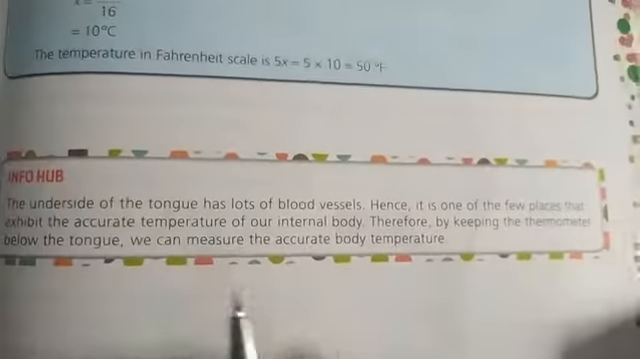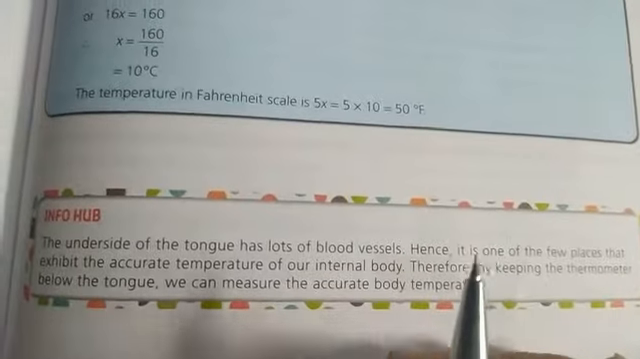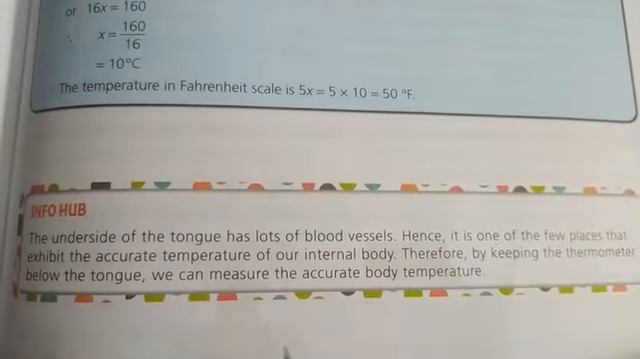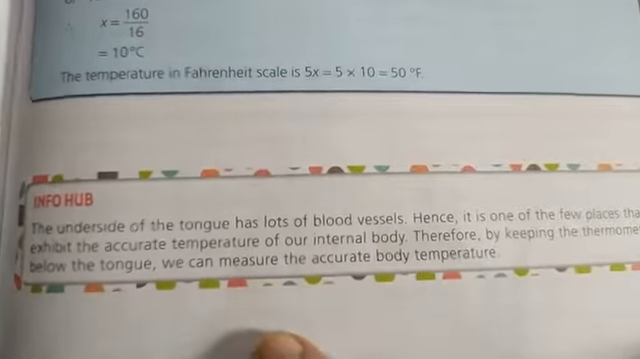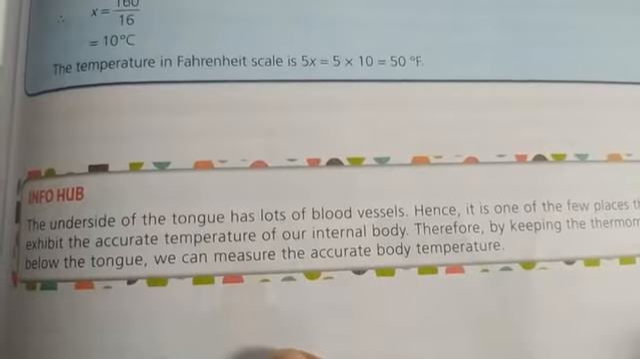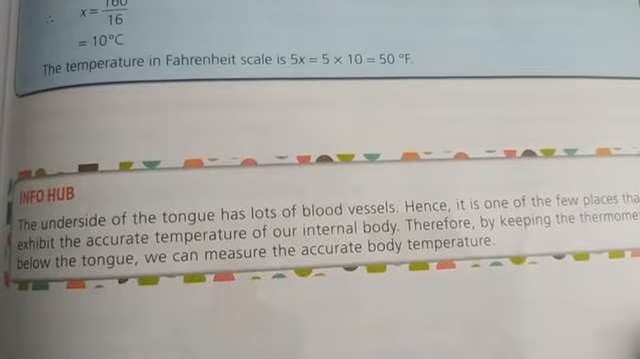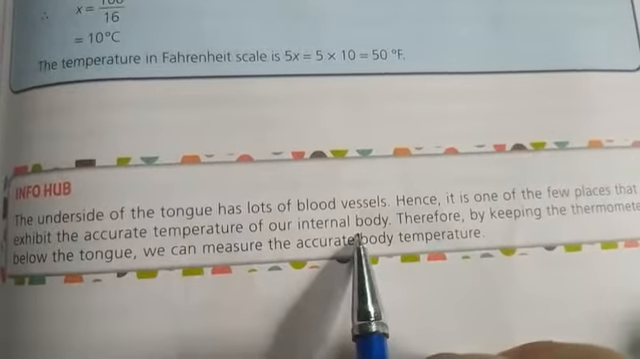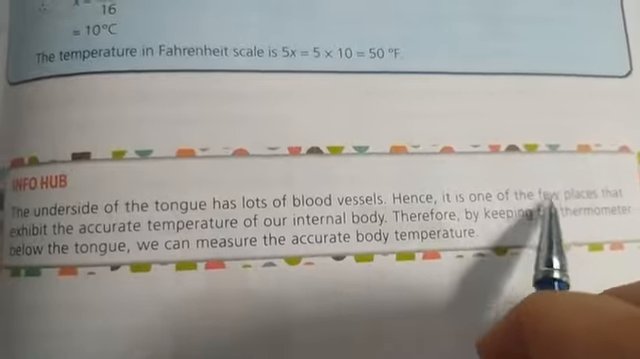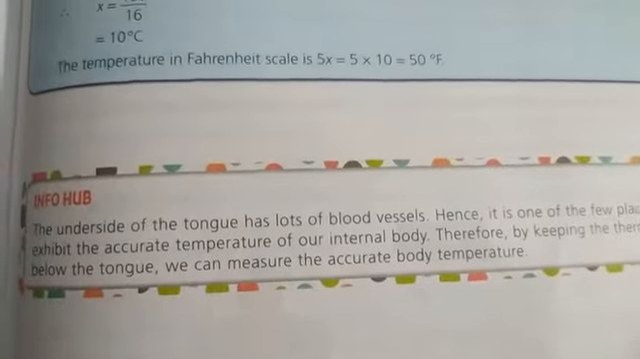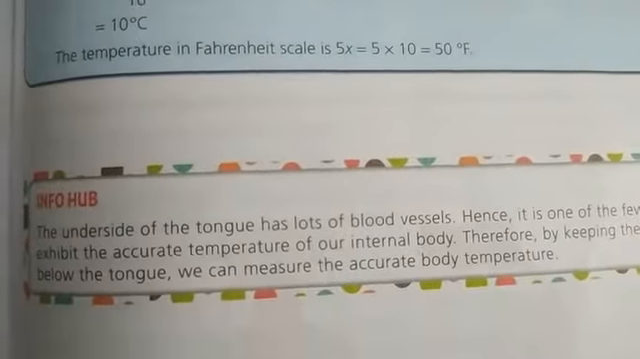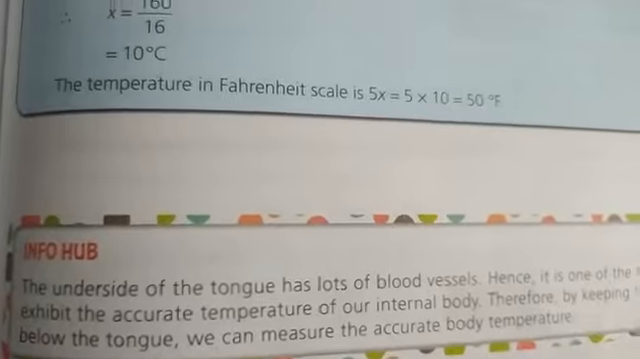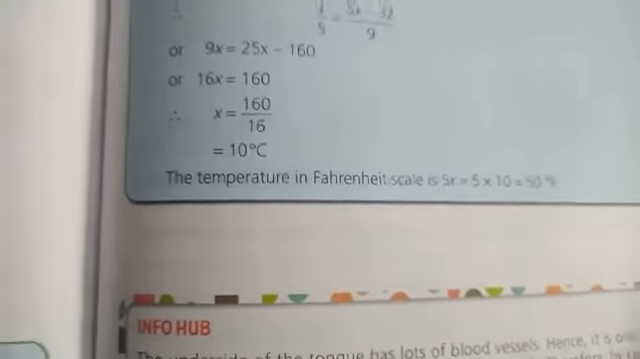Next is info hub. Here it is written that there are lots of blood vessels in our tongue and underside the tongue. So doctors measure the temperature of the bodies of human beings by putting the thermometers below the tongue, because it will give the accurate temperature of the internal body, because it is one of the few places that exhibit the accurate temperature of the internal body. So that's why the temperature of a human being is measured by putting the thermometer below the tongue.